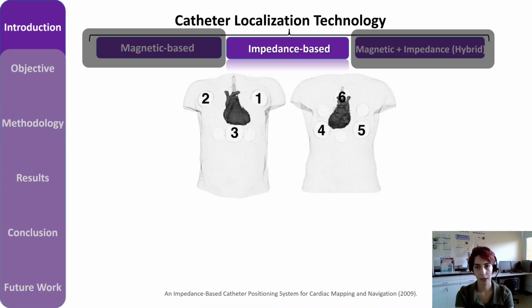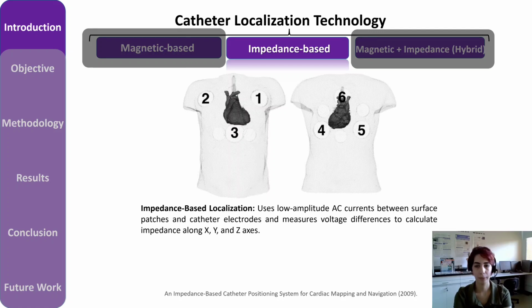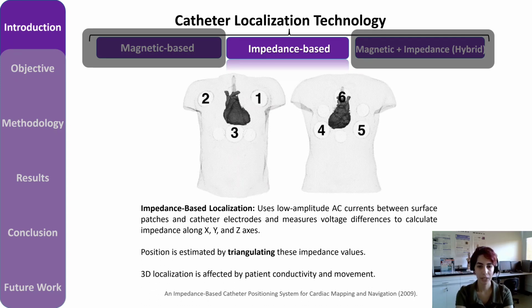Now I'm talking about impedance-based technology. This technology uses low-amplitude AC current between surface patches and catheter electrodes and measures voltage differences to calculate impedance along 3 different axes. The position is estimated by triangulating these impedance values, but the problem of this technology is that it is affected by patient conductivity and movement, and because of that, the disadvantages are more than the advantages.